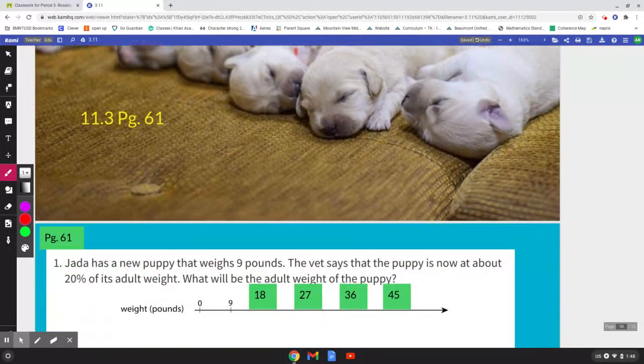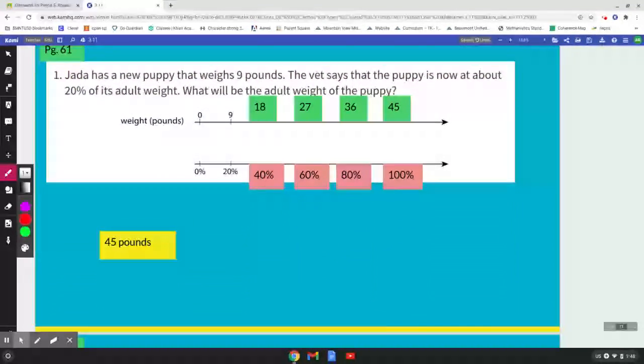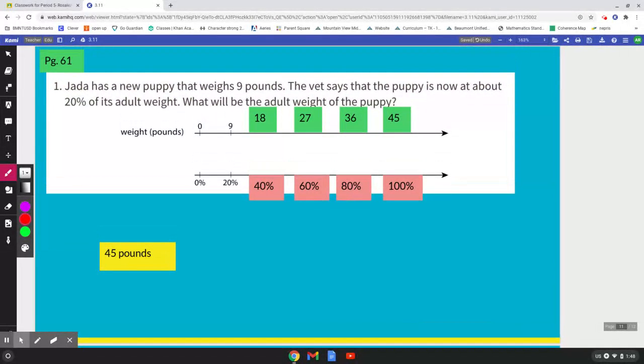You're on page 61. So Jada has a new puppy that weighs 9 pounds. The veterinarian says that the puppy is now 20% of its adult weight. And the number line gives you the 9 and the 20. And we need to fill it in. So for the number line on the bottom, you're going to count by 20s. 20, 40, 60, 80, 100. And so you're going to fill in the bottom, the pink part.